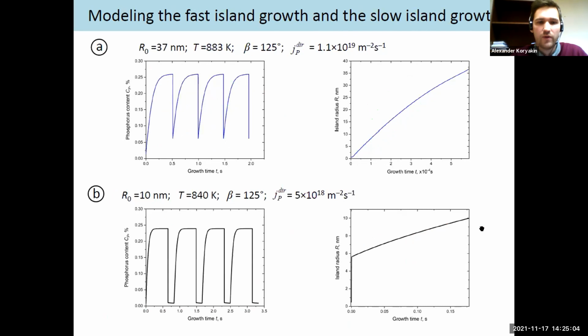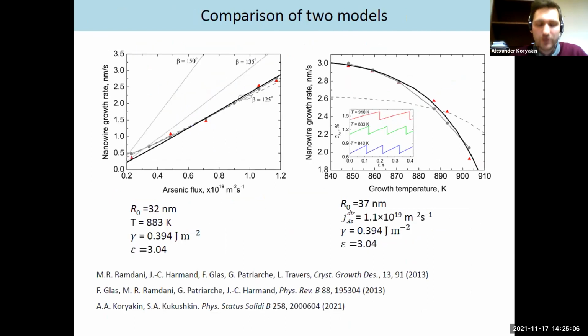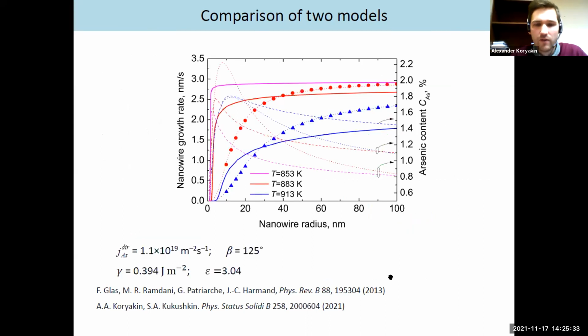Let me skip this. We compared our modeling with the experimental work by Ramdani with co-authors and found, as a fitting parameter, the value of the interface energy. This value is about 3 times larger than in this work. Also, we compared the predictions of our model and of the model by Frank Glass for nanowire growth rate and obtained a qualitative agreement.